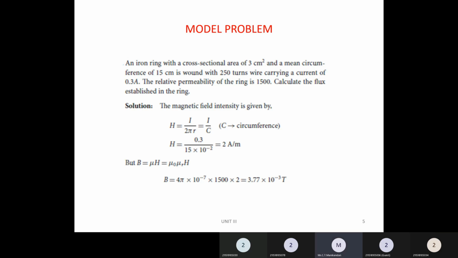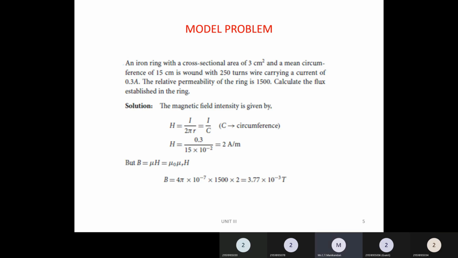So H equal to I by 2 pi R, the magnetic field intensity of the iron ring. The iron ring will be in the form of a circular coil. For that, the field intensity is given by the formula H equal to I by 2 pi R. 2 pi R is nothing but the circumference, so you will be getting H equal to I by C. So H equals, we already know the current value 0.3, and substitute the circumference value 15 centimeters. You will be getting the H value.